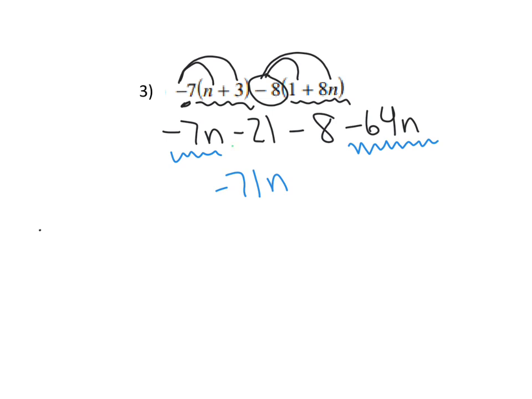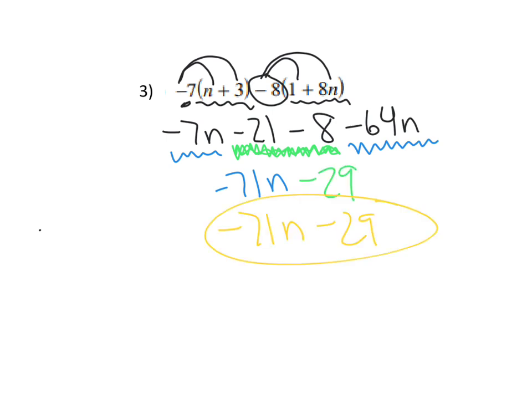And it looks like we have some constants. So a negative 21 and a negative 8. So negative 21 minus 8 will give us negative 29. Okay, those aren't like, so we'll just leave that. So our final answer is negative 71n minus 29.